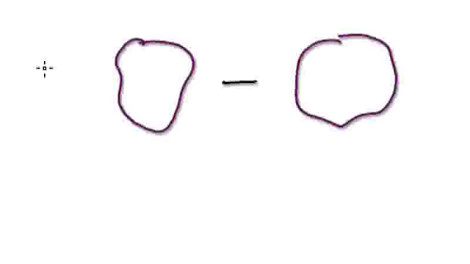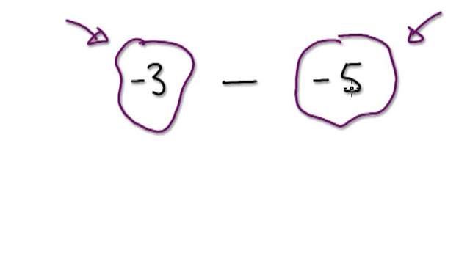A while ago we said that we could have one number take away another number, and we're allowed to put anything into here and anything into here. So minus 3 is a number, so we're allowed to put any number into here. It could be a minus. In this case, I'm choosing minus 3, and here I'm going to choose, let's say, minus 5.